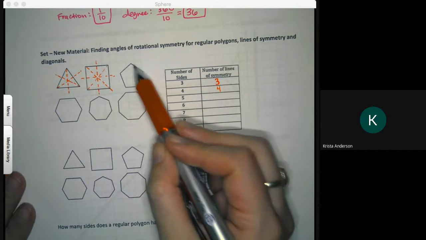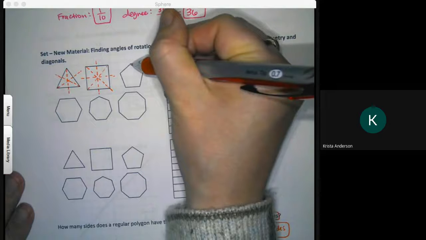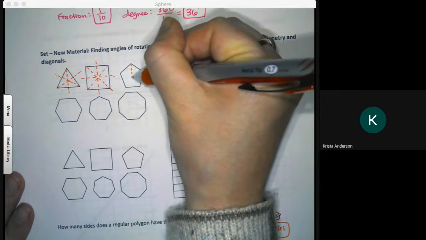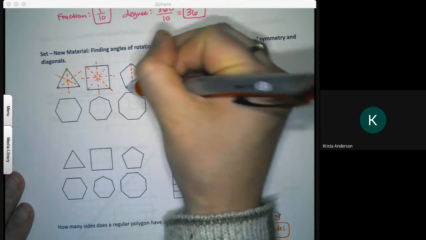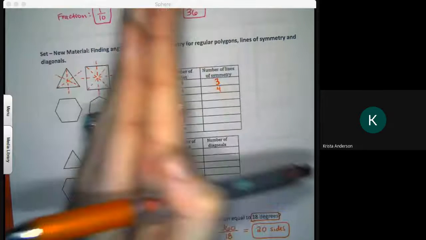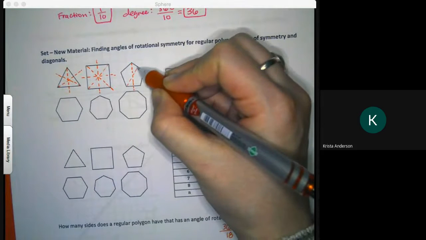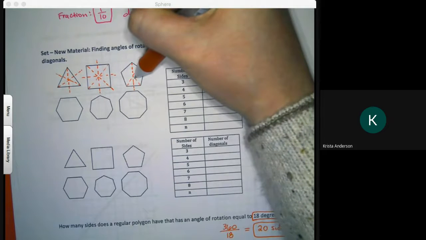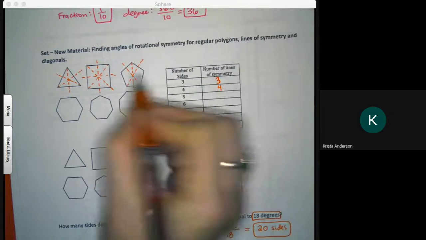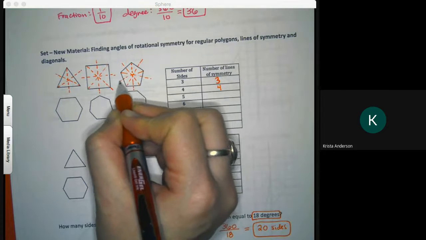All right, we have a 5-sided polygon. So if I fold it here, these corners would overlap, and these ones, they would fold perfectly in half. This would fold perfectly in half. 2, 3, 4, 5.